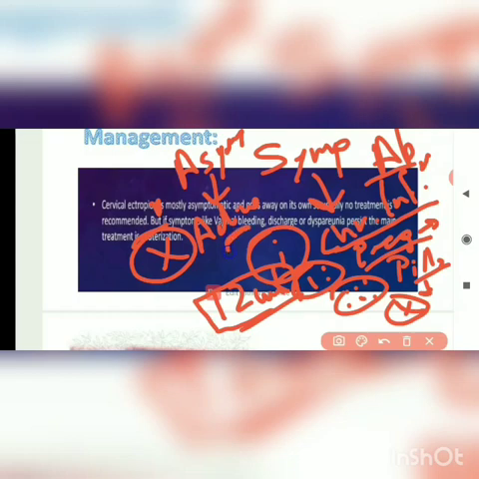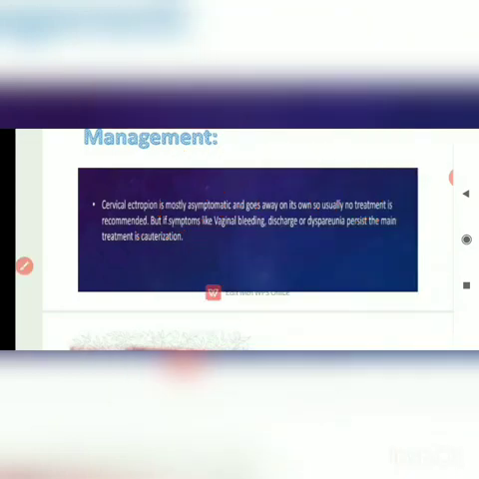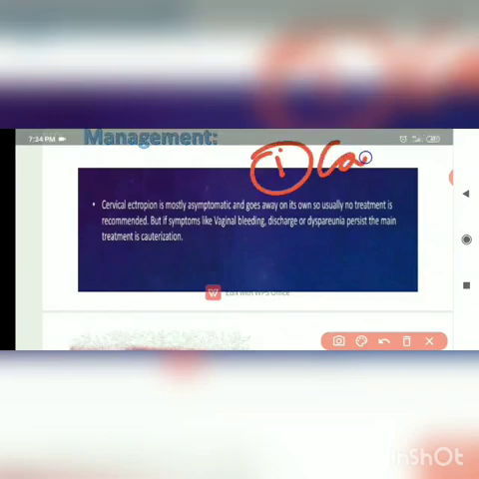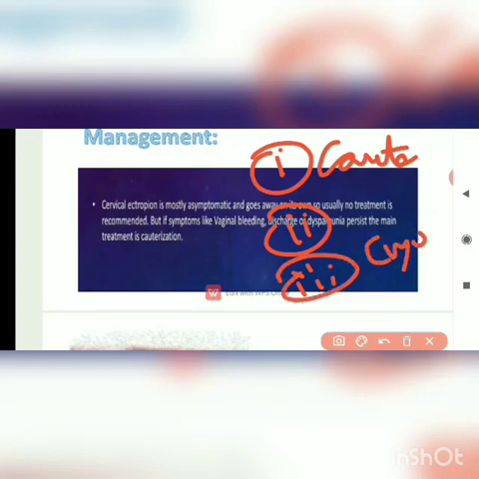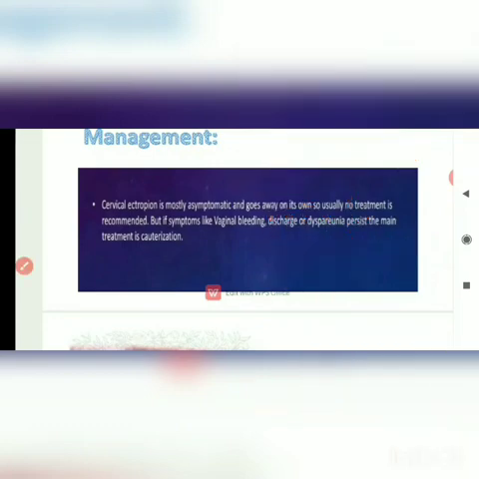After doing all this, if there is persistence, then what we can do is thermal cauterization, we can do laser ablation, or we can do cryotherapy, okay? Cauterization, cryotherapy, and laser ablation, okay?